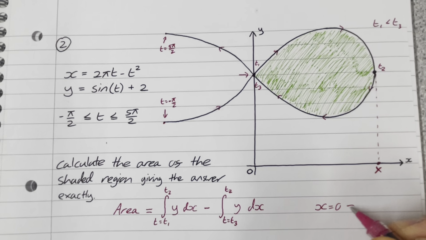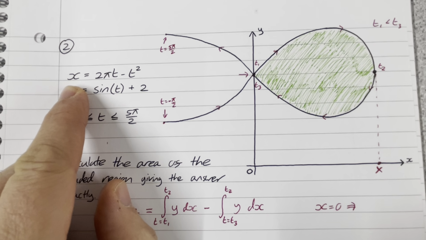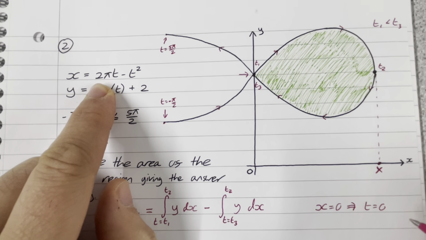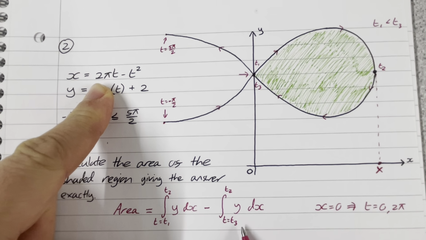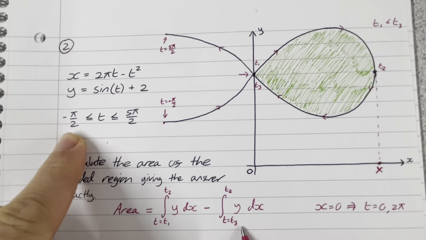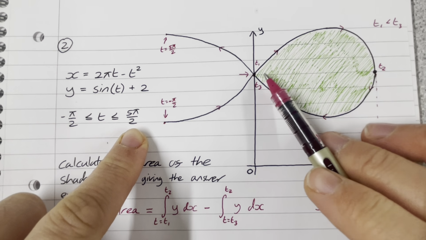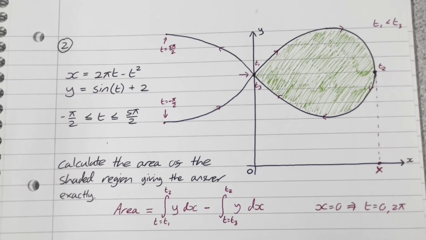So x equals 0. That tells us that either t is 0, because we're solving this quadratic, or t is 2 pi. Both of those fall in range, because we're going from minus pi on 2 to 5 pi on 2, so those look about right. So we're going from 0 to 2 pi altogether. We need t2 as well.